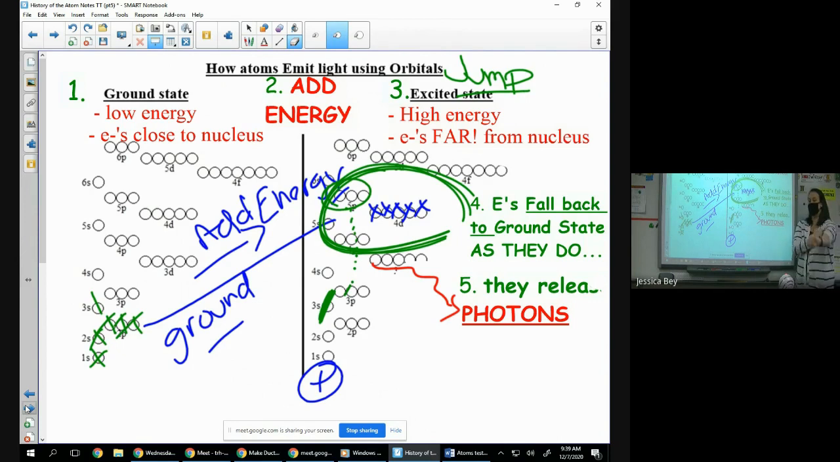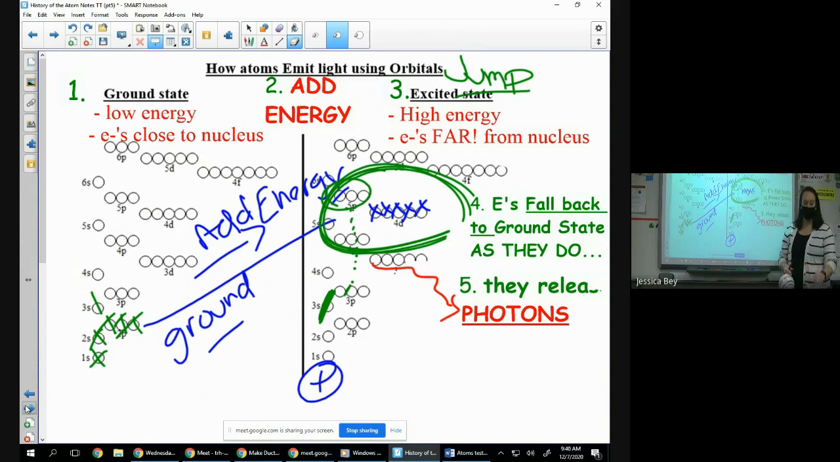Awesome. So I would expect you to know these 5 steps by the test on Friday, and also be able to tell me which one's ground state and which one's excited state on an orbital chart. Okay? Does that make sense? Awesome. And again, if you remember how we went through with Bohr, this is no different. Just bubbles close to the nucleus, and they jump up to bubbles away from the nucleus.